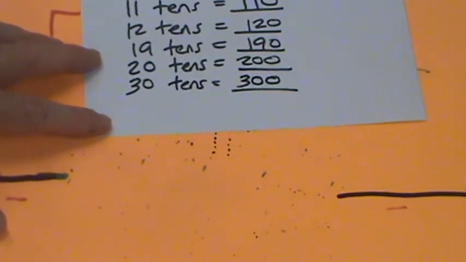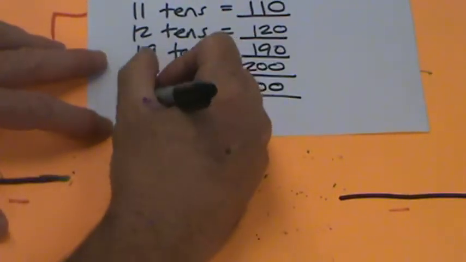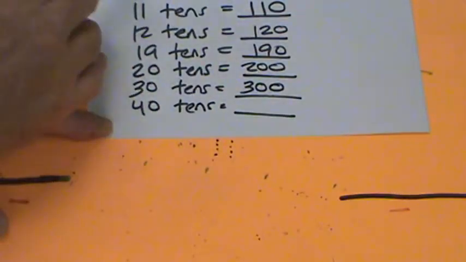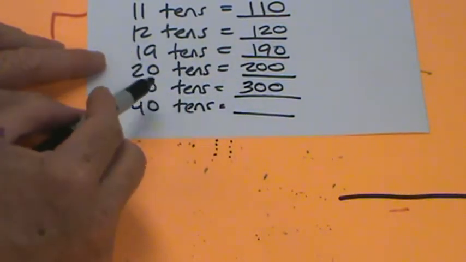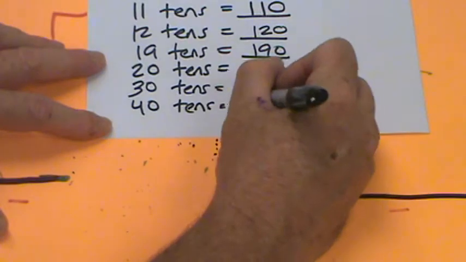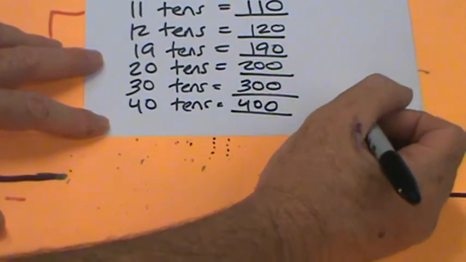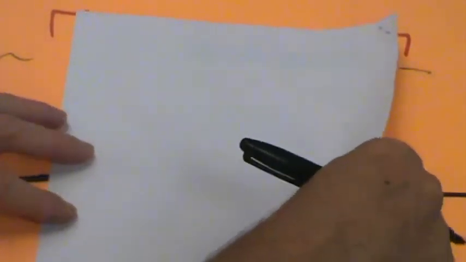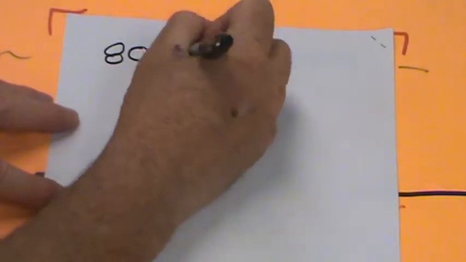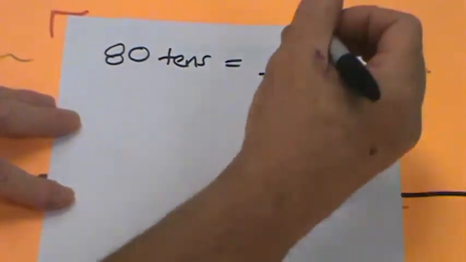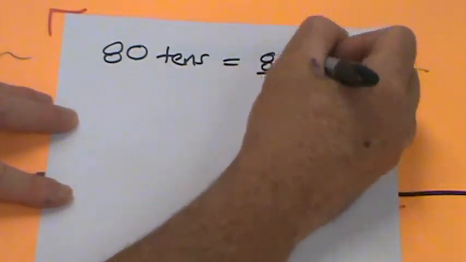And we'll continue on to 40 tens. What would 40 tens equal? Well, if 10 tens equals 100, 20 tens equals 200, 30 tens equals 300, then 40 tens would equal 400. Let's do a few more here. You don't need to write this down, you're just following along. Let's do 80 tens. Well, we knew that 40 tens is 400, so 80 tens would be 800.